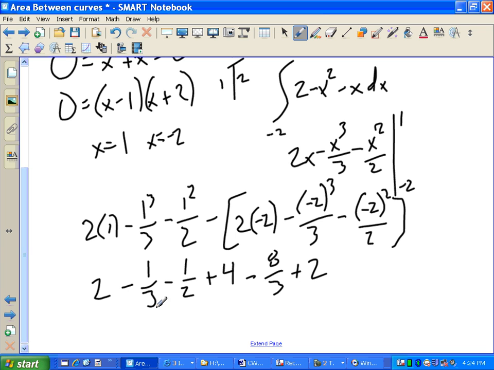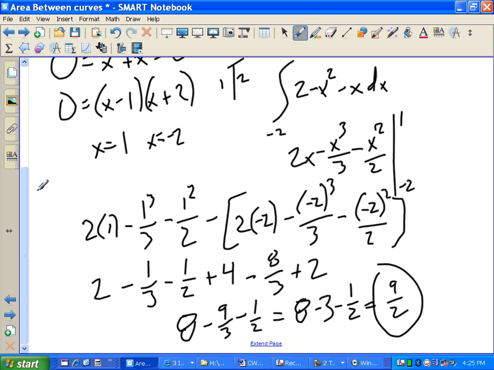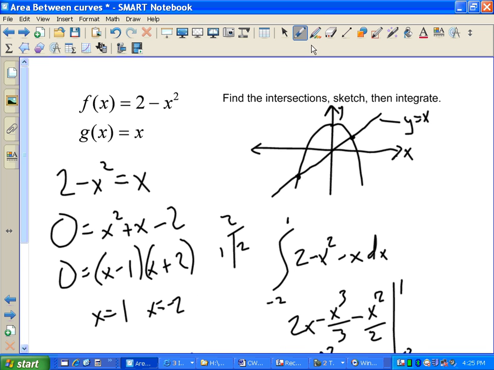So let's gather up the pieces, see what we end up with. 2 plus 4 is 6. 6 plus 4, I think, is 8. Let's see. Negative 1 third minus 8 thirds, that's negative 9 thirds minus a half. 9 thirds is 3. So we really have 8 minus 3 minus a half. 8 minus 3 is 5. 5 minus a half is 4 and a half. Let's call it 9 halves. Be done with it. So 9 halves, that's how much area is living right here.